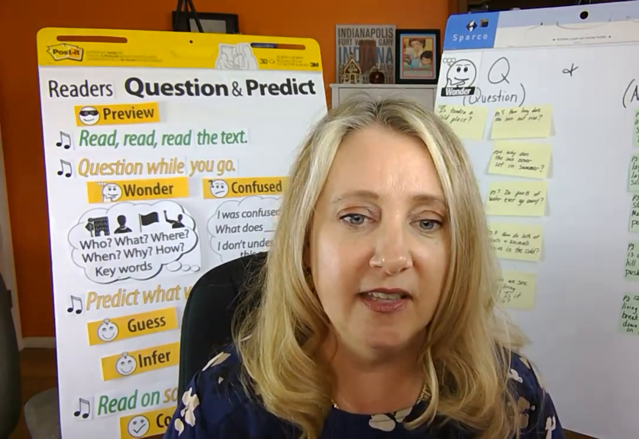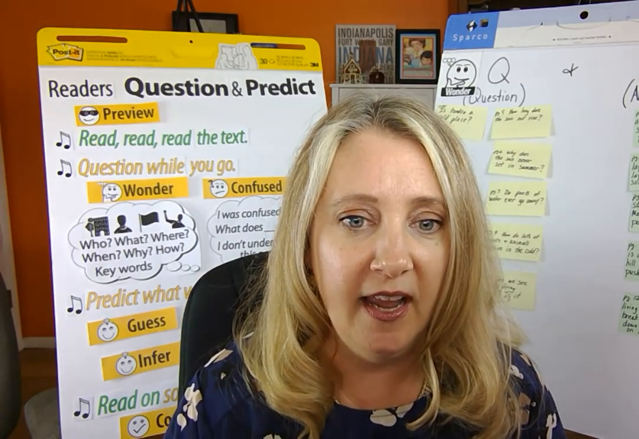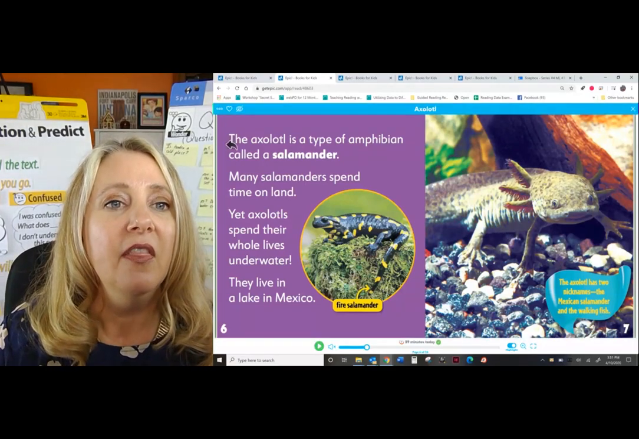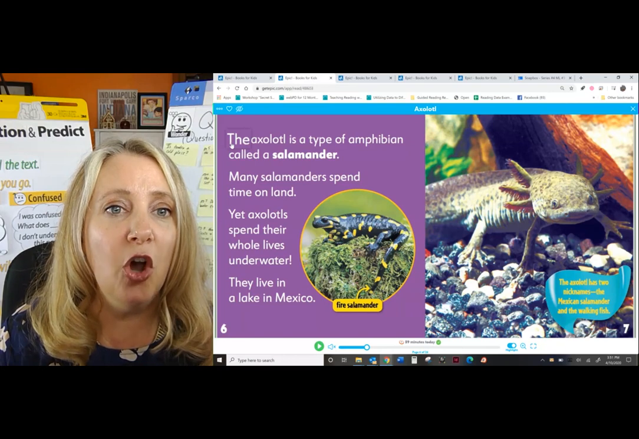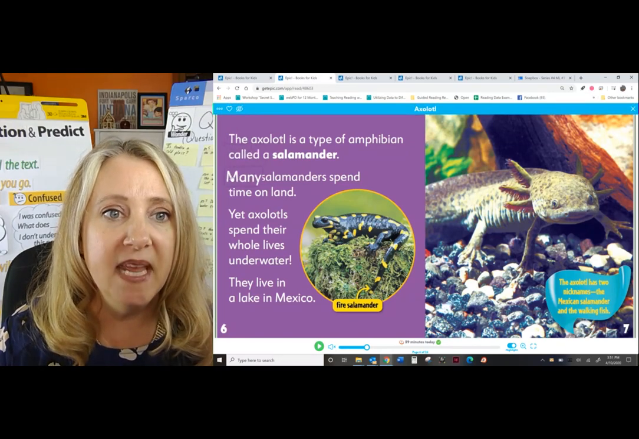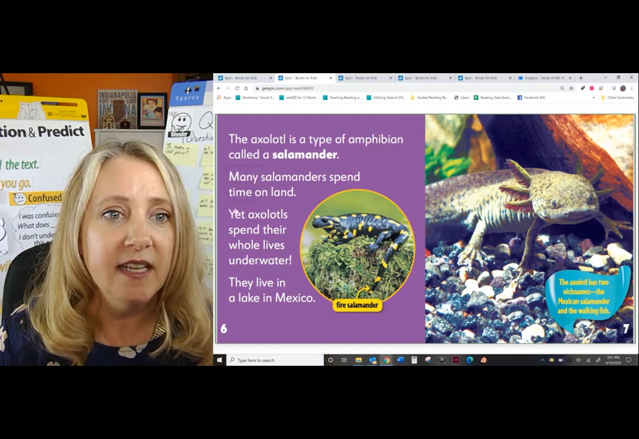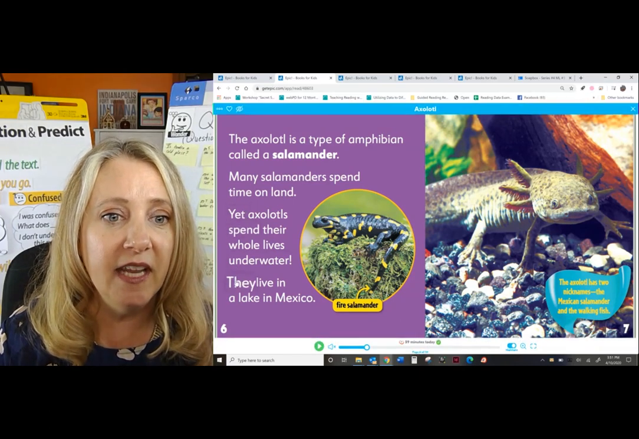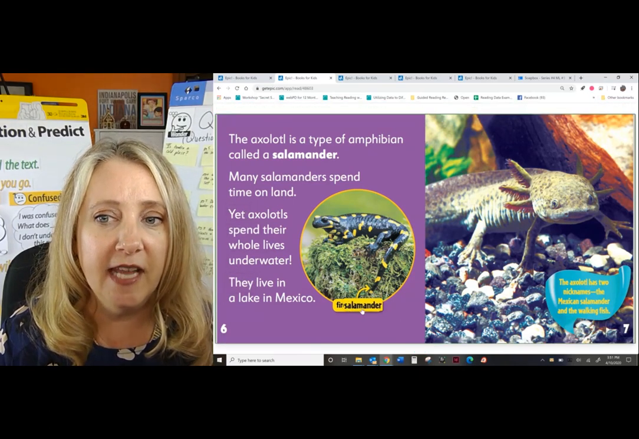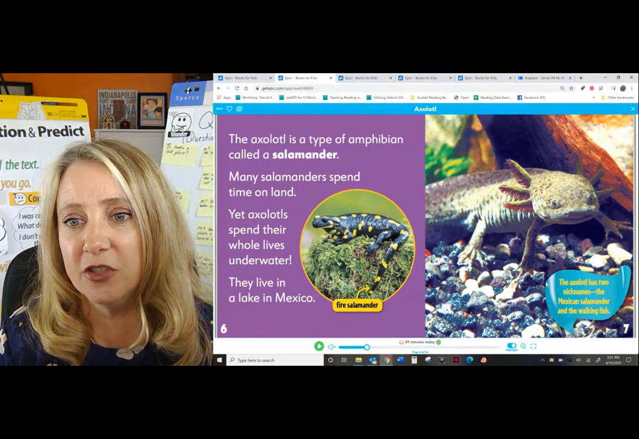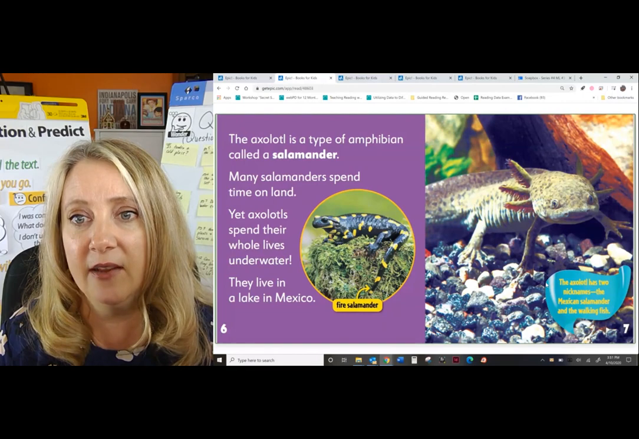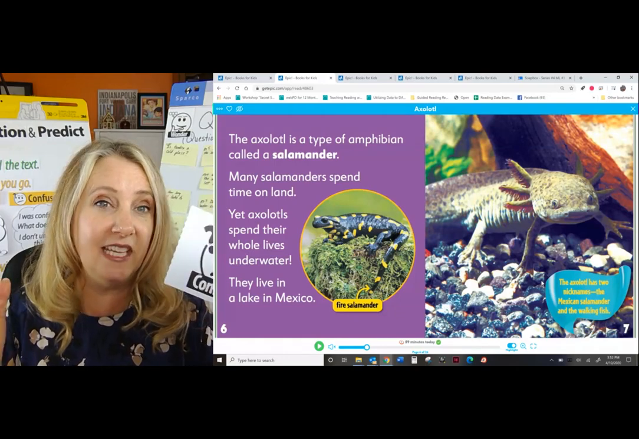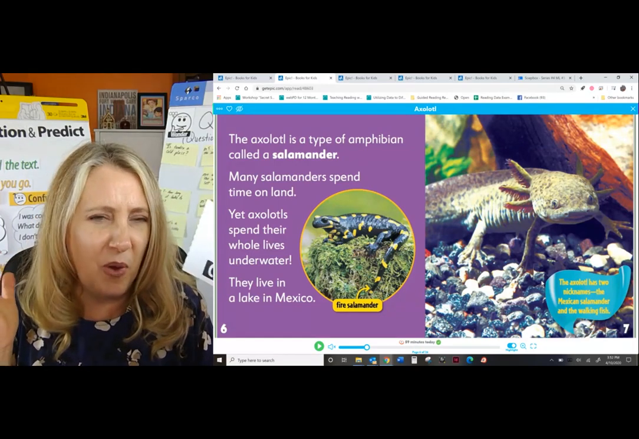Okay, so let's go back and try another example. Here we go. The axolotl is a type of amphibian called a salamander. Many salamanders spend time on land, yet axolotls spend their whole lives underwater. They live in a lake in Mexico. Fire salamander. Let's see this. The axolotl has two nicknames, the Mexican salamander and the walking fish. Okay, so did we come to any words that we don't know? Anything get you confused and make you think, what's that word mean?